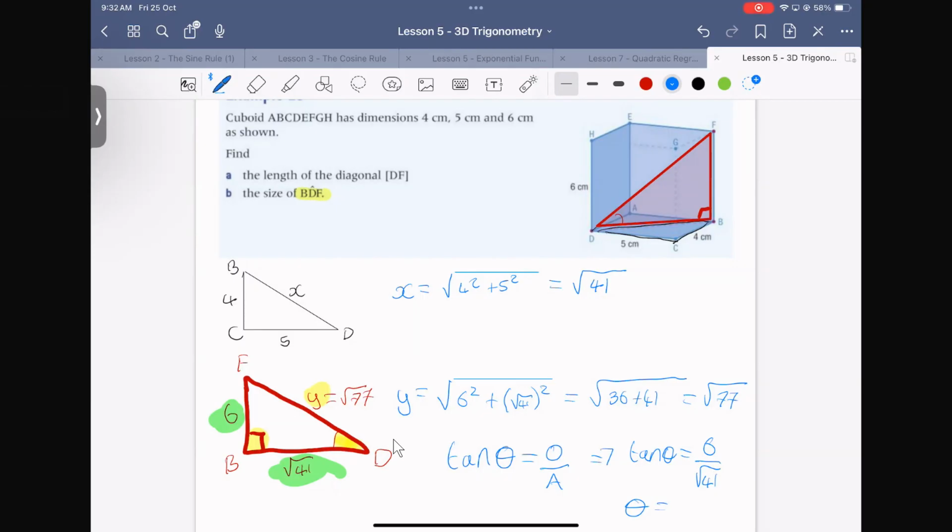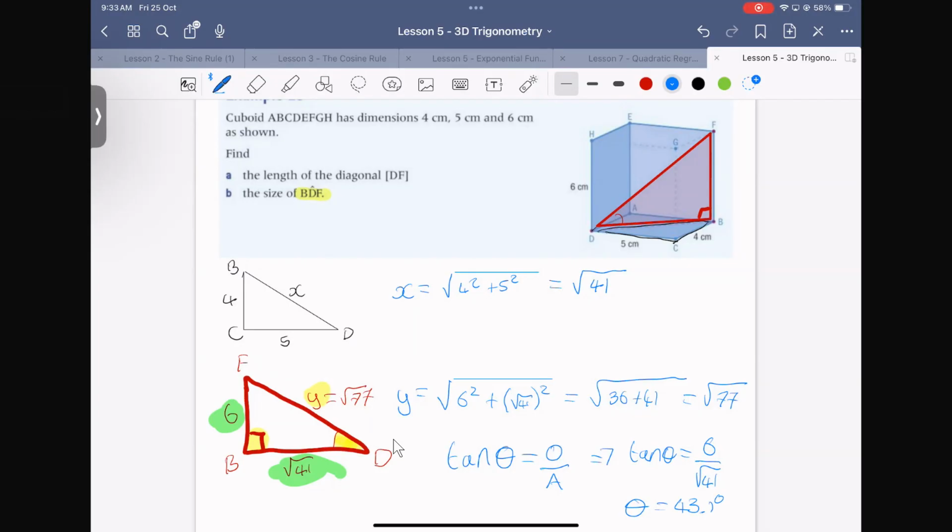Give me that again. 43.1, I'd agree with that. 43.1 degrees. But you also get the same result if you do the inverse cosine, using the 77 and the 41. You will get the same result with all three of them.